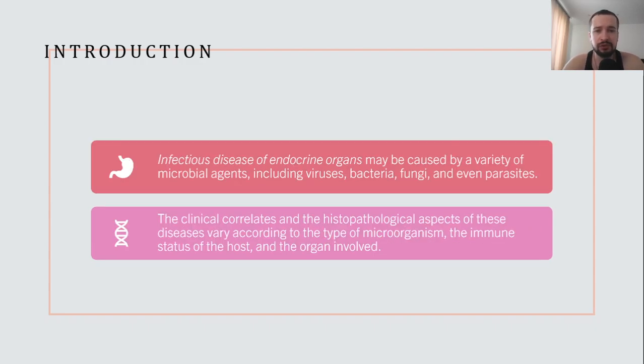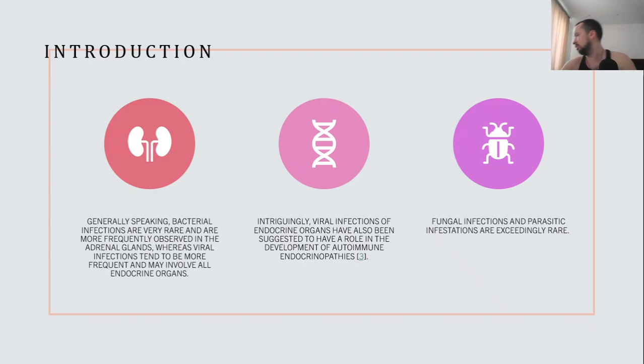Infectious disease of endocrine organs may be caused by a variety of microbial agents, including viruses, bacteria, fungi, and even parasites. The clinical correlates and the histopathological aspects of this disease vary according to the type of microorganism, the immune status of the host, and the organ involved.